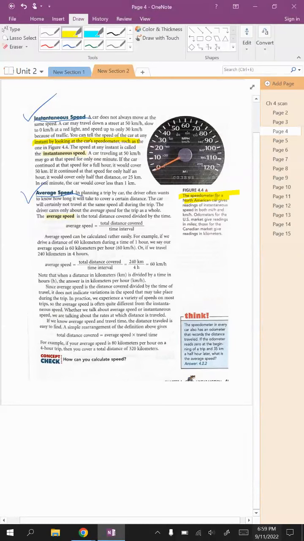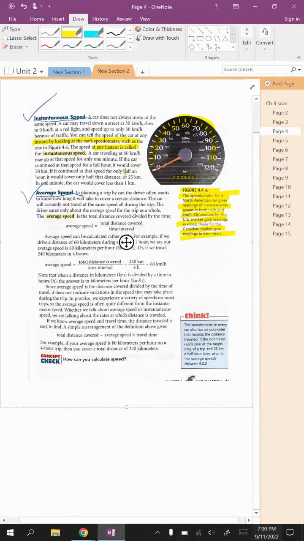And also in these nonfiction texts, when you have graphics and captions, that's usually a sign that it relates, as an example, to the main idea too. So here we have the odometer underneath here that tells you the distance, and the speedometer tells you how fast you're going. So the speed at any instant is instantaneous speed. All right. If you're going 50 kilometers per hour for only a minute, and the car continued at that speed for a full hour, it would cover 50 kilometers.